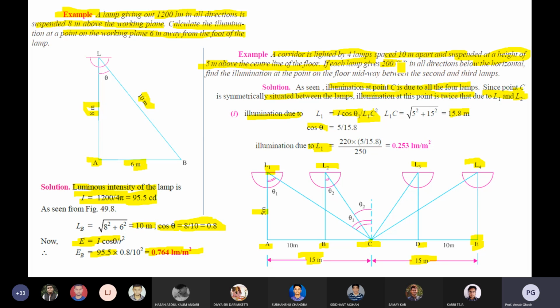Each lamp is given 200, so horizontal. Okay, so you know that total distance is... So directly, with the formula you can find out. So it is coming 220 into 5 by 15 point something. So this is your cos theta value. Okay, so cos theta value and your 220, that I need to know.